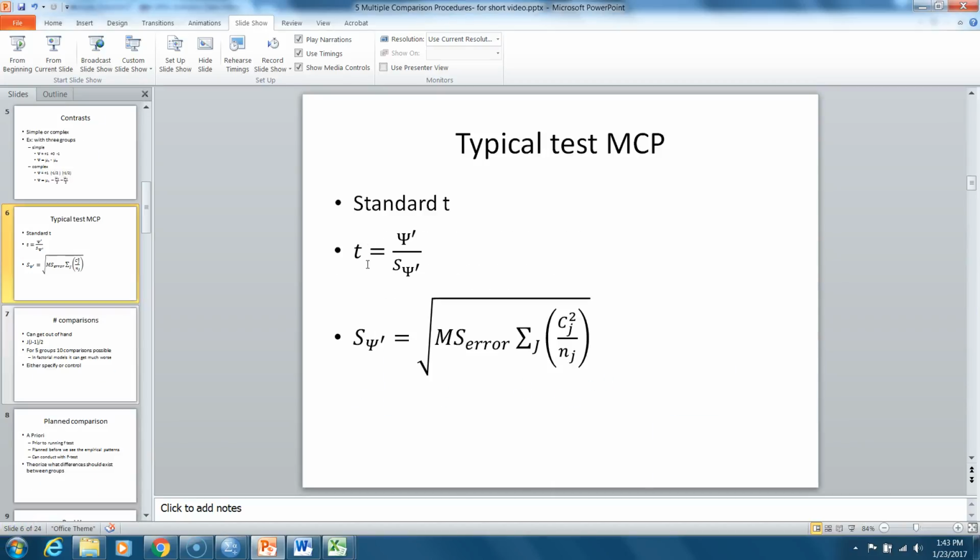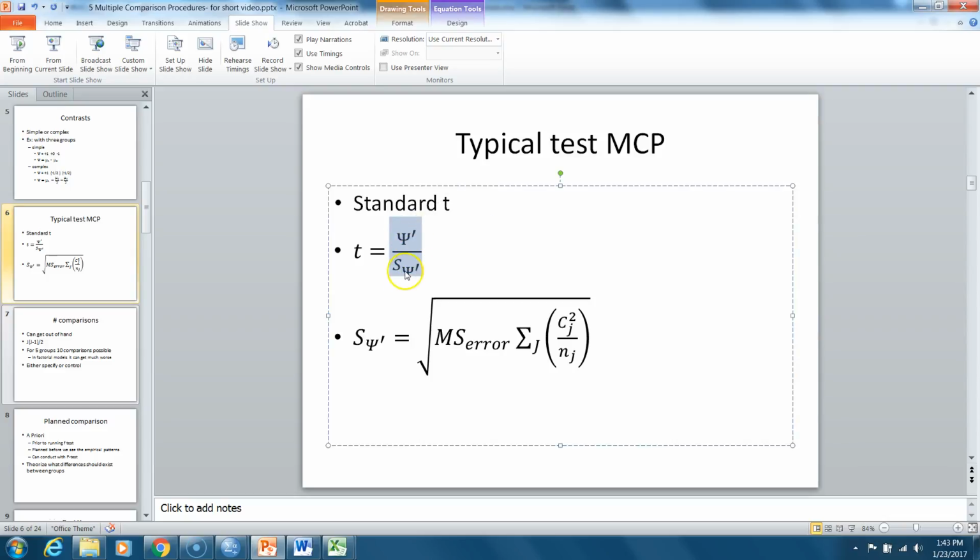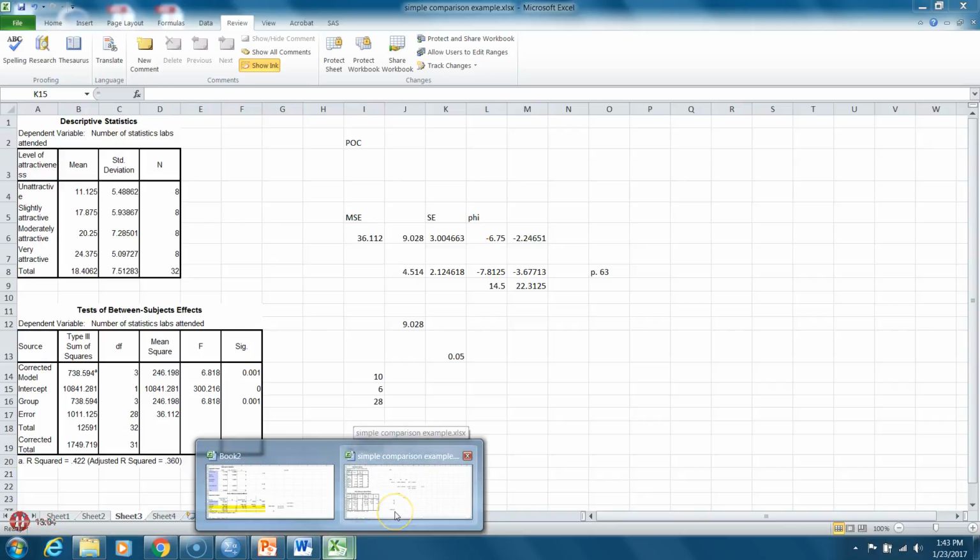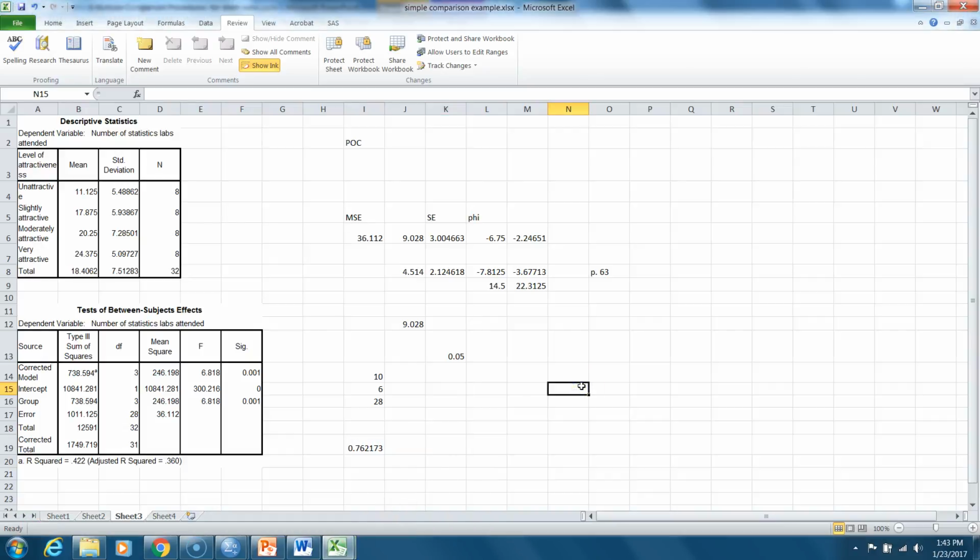I'm just coming back quickly to the standard T. This is a multiple comparison procedure test we're going to create. It's just like our regular T. I want to come back to this. We can see the numerator again is our group, and the denominator is a standard error. I'm going to come here and do a little practical example. I sort of already worked it out, but I'm going to come back to it and do it again for you.